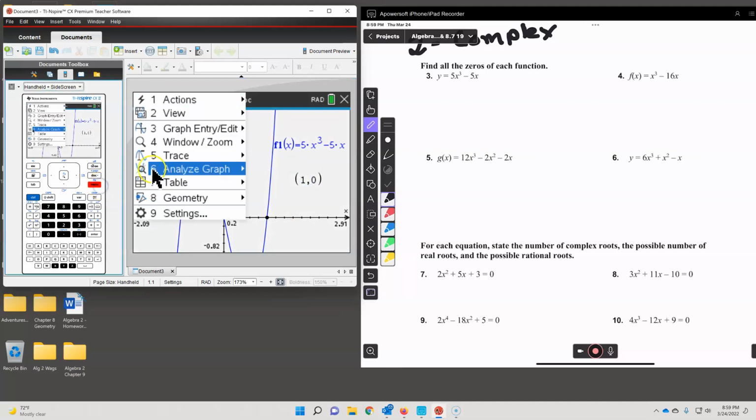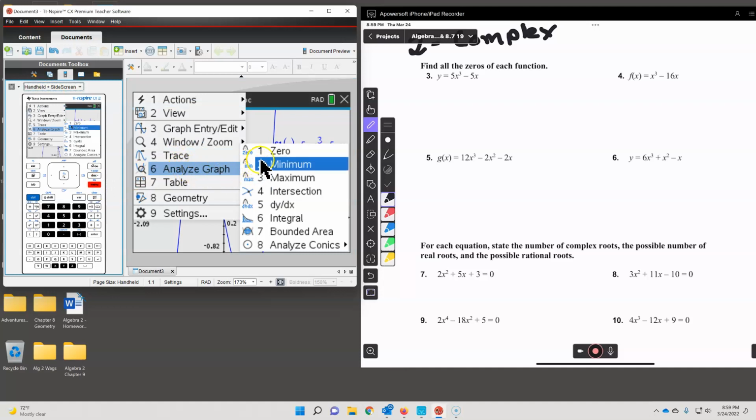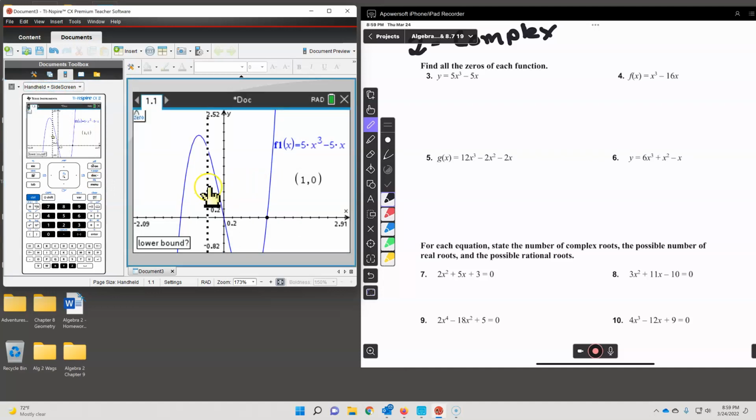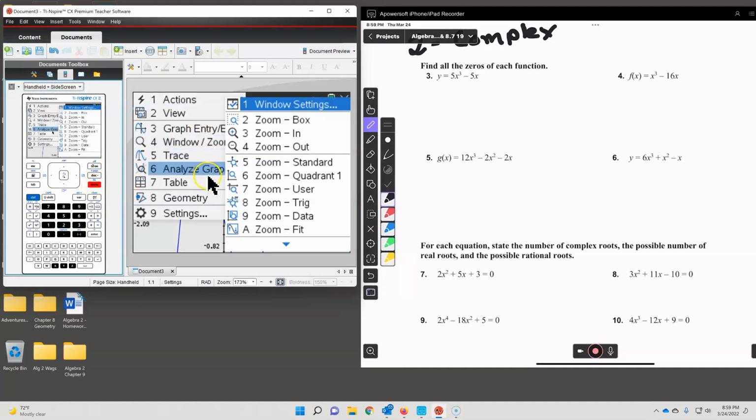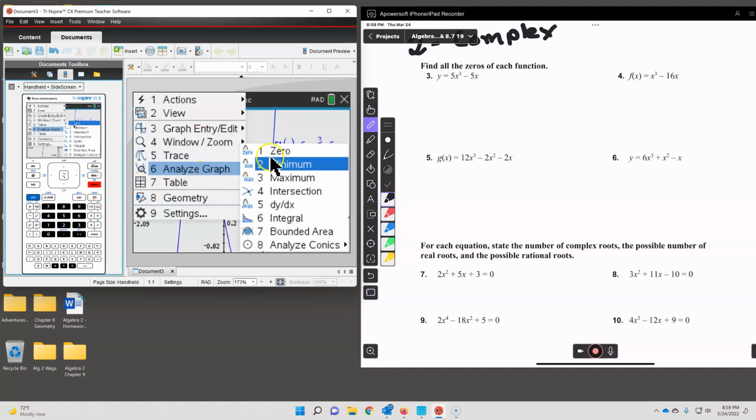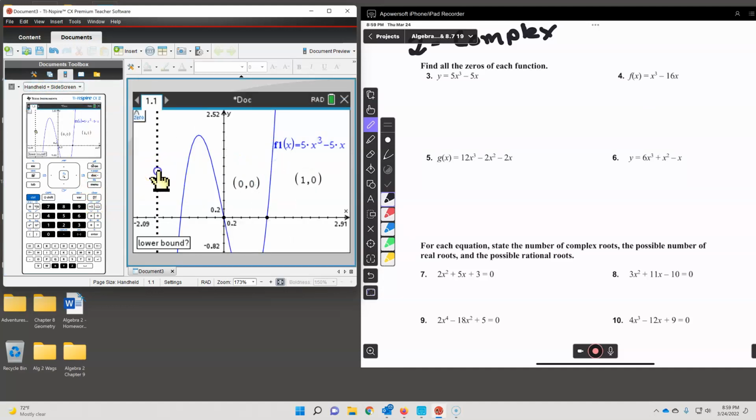You're going to go to the menu. You're going to go to 0. You're going to go to the left and to the right. So that's going to be 0, 0. And then the last 0, you're going to go to analyze graph, go to 0. So you have 0, to the left and then to the right.